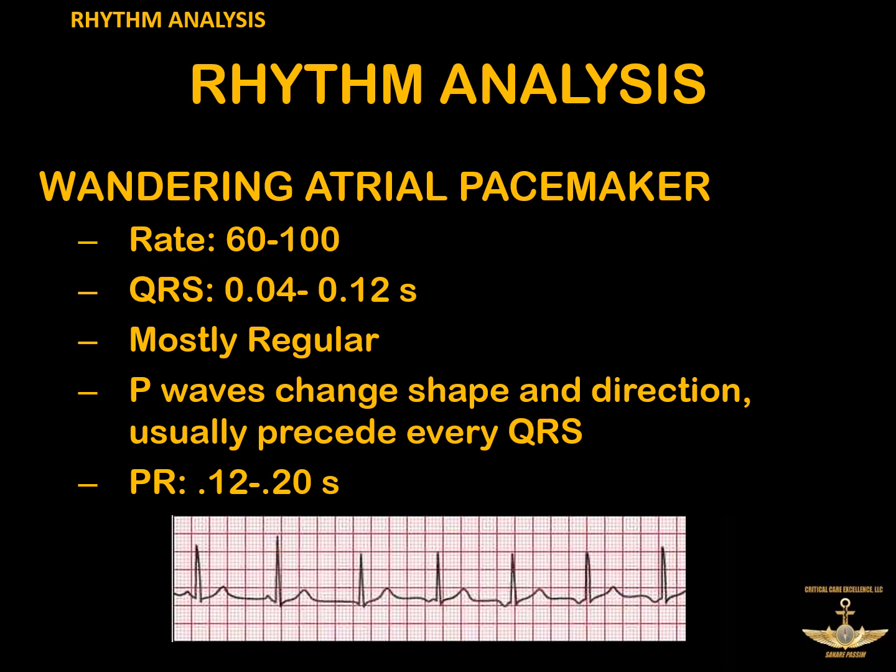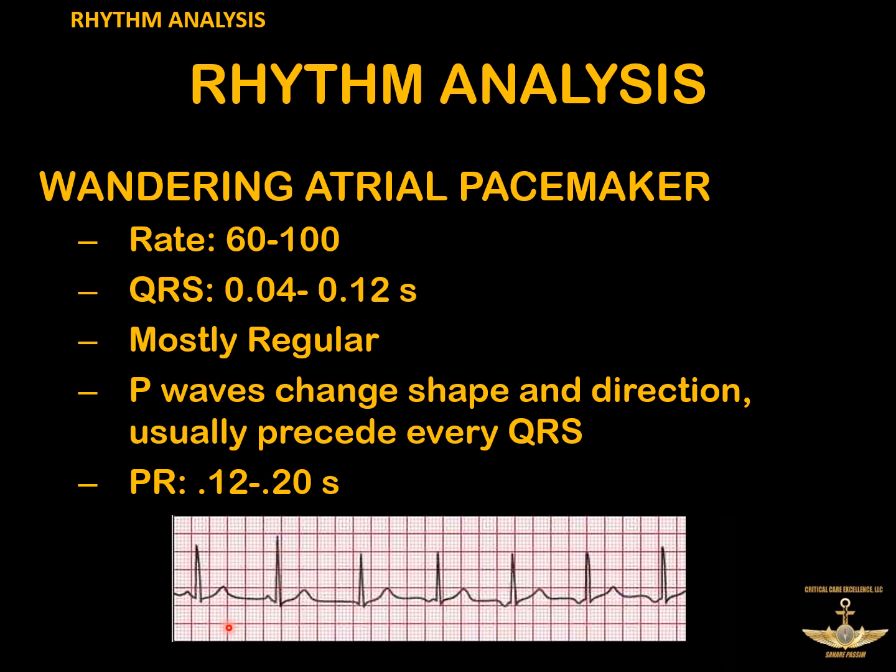So the first one, again, another rather academic, quirky kind of thing, is the wandering atrial pacemaker. Typically the rate for this is going to be normal, as the QRS duration will also be normal. It'll be mostly regular unless there's some kind of odd conduction thing. But the thing you're going to see here is the P waves are going to alter from beat to beat. They will usually be there. The PR interval will usually be normal, but the P waves are going to look different from beat to beat.